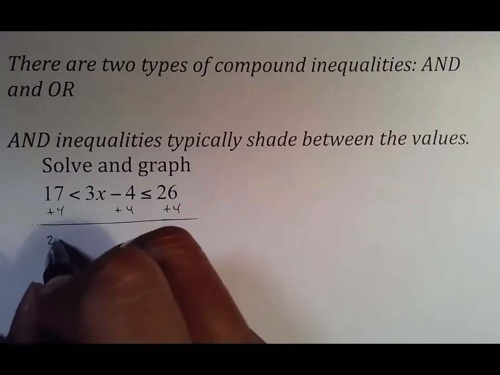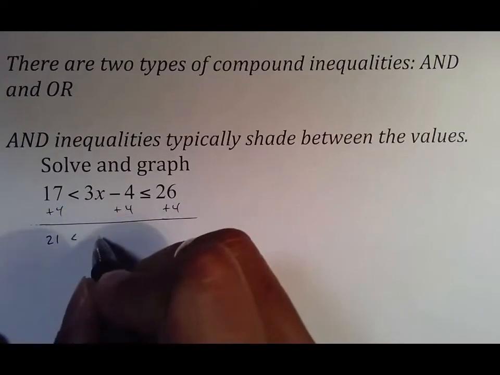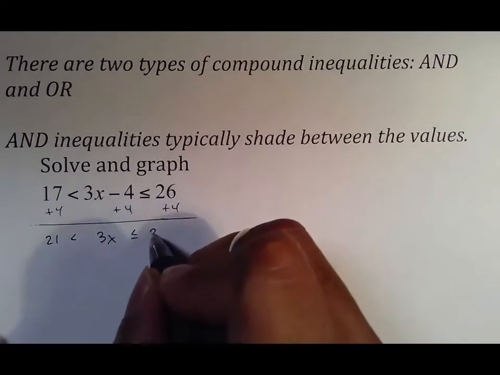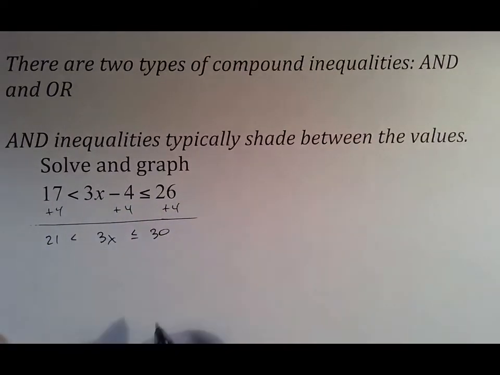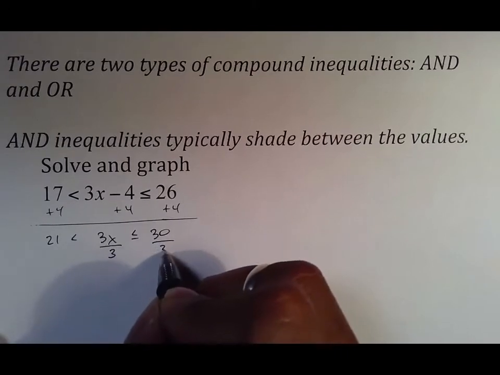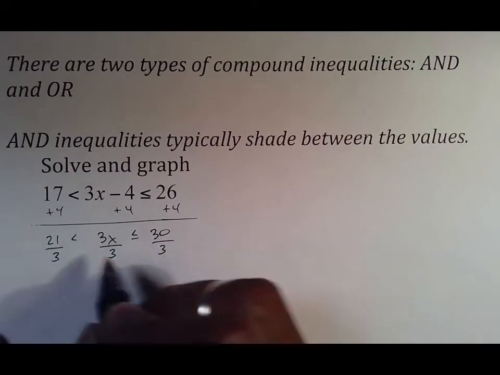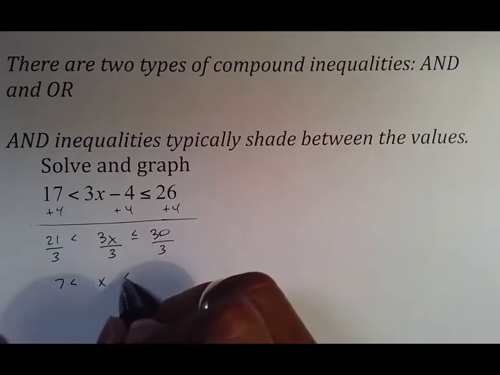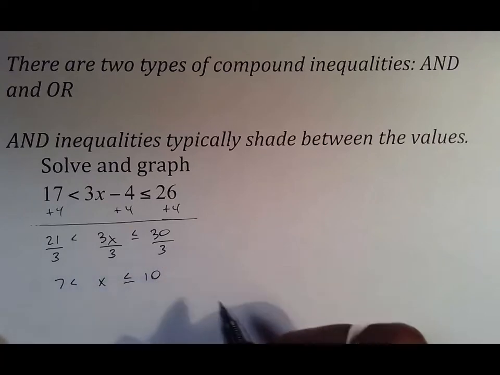So 17 plus 4 becomes 21. Copy the sign. 3x comes down. Copy the sign. 26 plus 4 is 30. And then the last thing I do is, in order to get x by itself, I have to divide by 3. So again, I do that 3 times. 21 divided by 3 is 7. Bring down your x. Copy the sign. And 30 divided by 3 is 10.